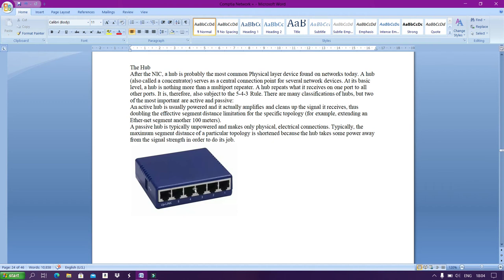So this is a picture of a hub, and as it says, if it receives a signal in port 1, then this signal will be repeated out on ports 2, 3, 4, and 5.